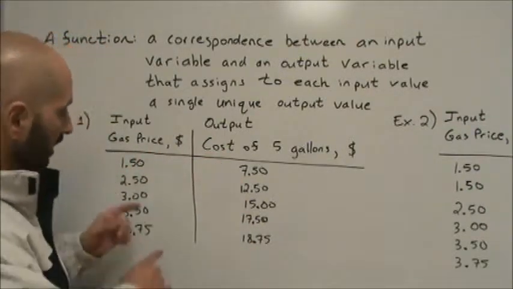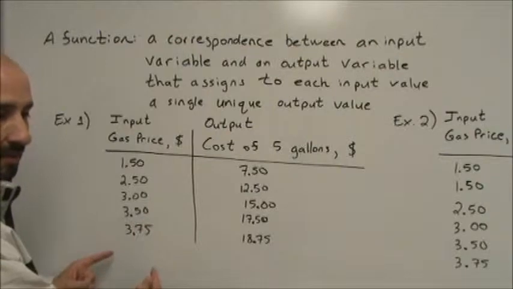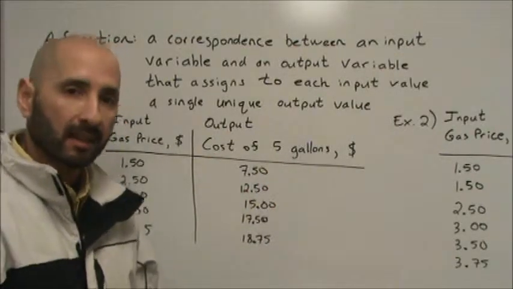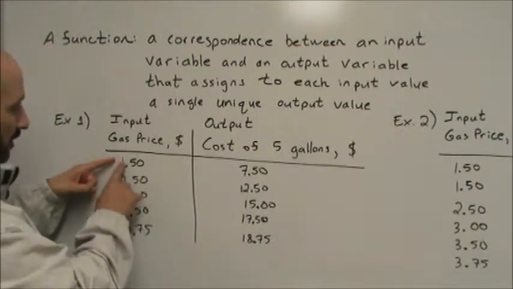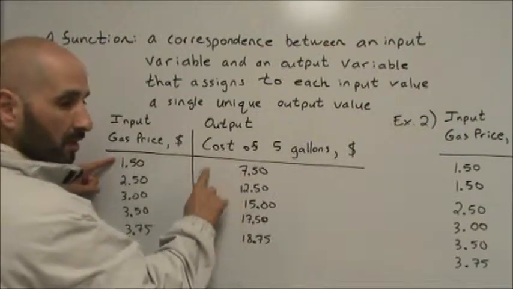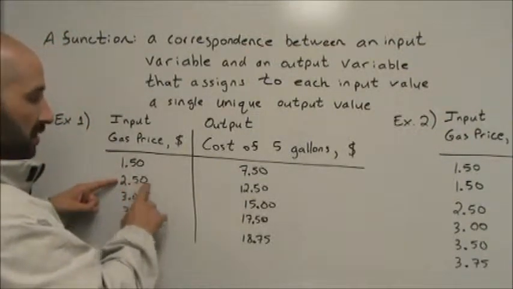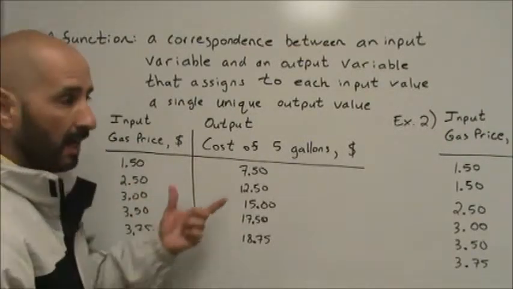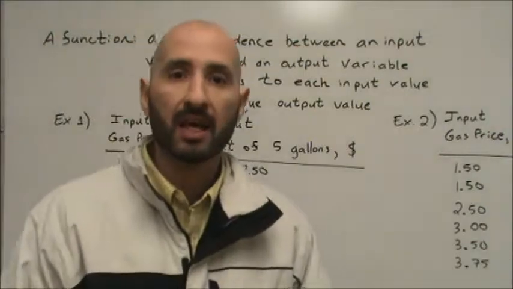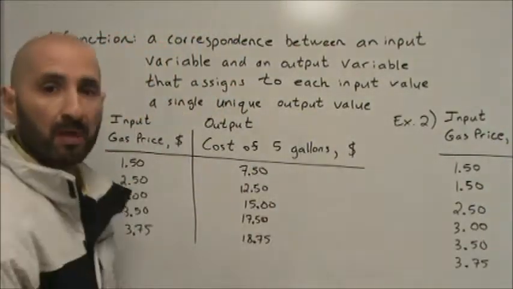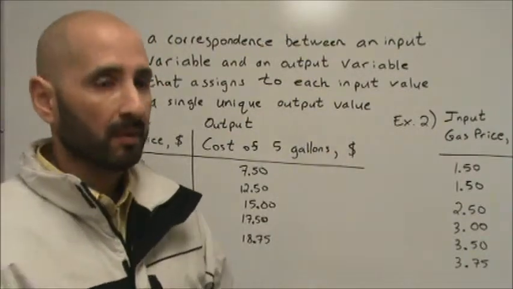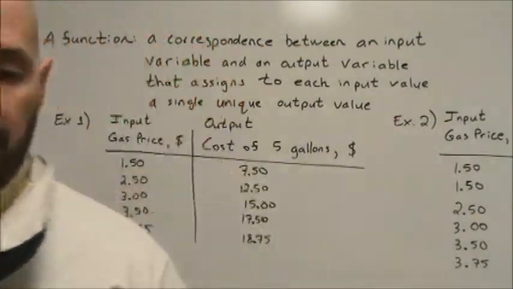Now the question is, does each input value here have one unique corresponding output? Does a 150 go to one number or two numbers? One only, right? 250, does that go to one number or two numbers? One only. Each of these inputs has only one output value assigned to it. So this table would represent a function. It's an example of the definition here. Let me give you another example, in example 2 here.